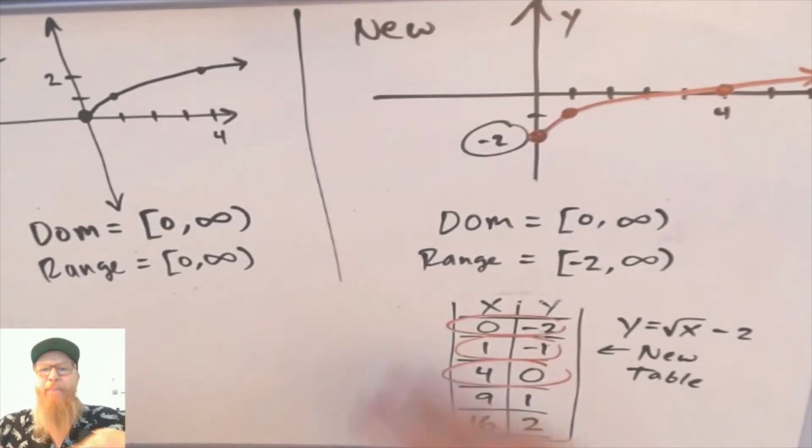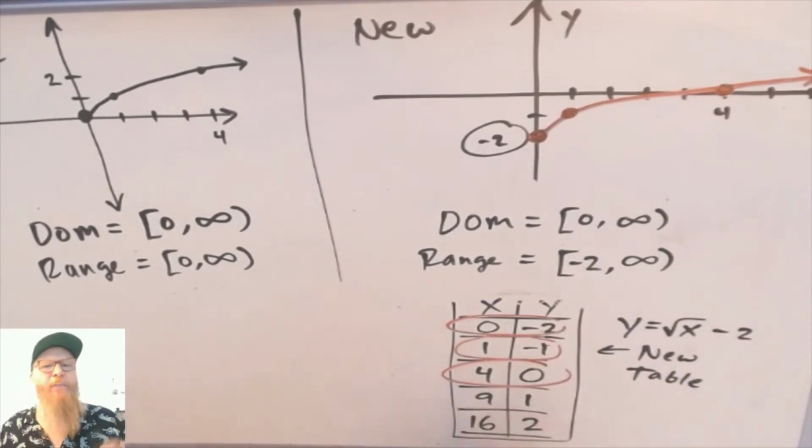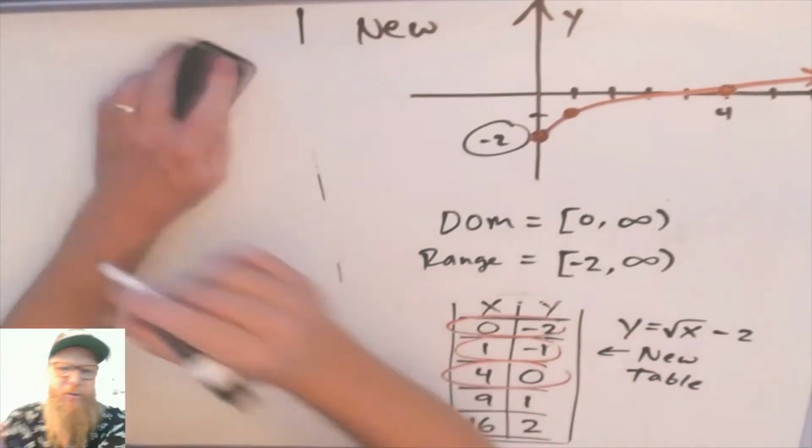Okay, I'm going to do more of these. I'm obviously not done with this, but I need to get through all of the different types. So let me just do a couple of each type. Next, we're going to talk about horizontal shifts.